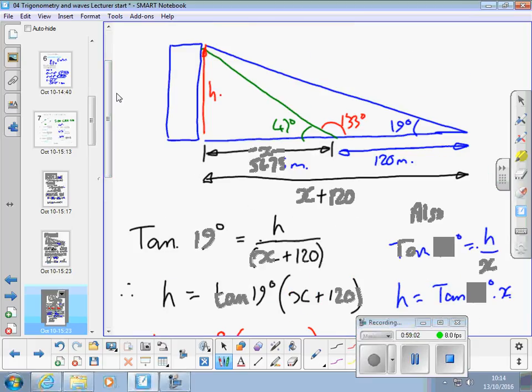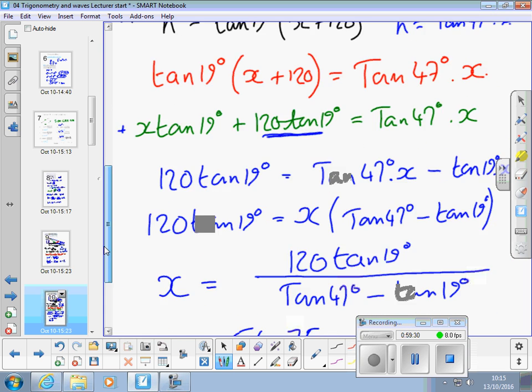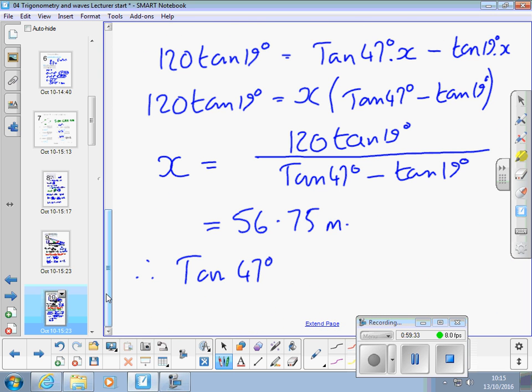Can you tell me why you can't use Pythagoras theorem? Yes, you could. You're thinking you could use the 120 plus that, but we don't know either of the hypotenuse lengths, so we can't. We only know one side of both the two triangles, so we're going to use tangent of 47 is equal to the opposite side, h, over 56.75.